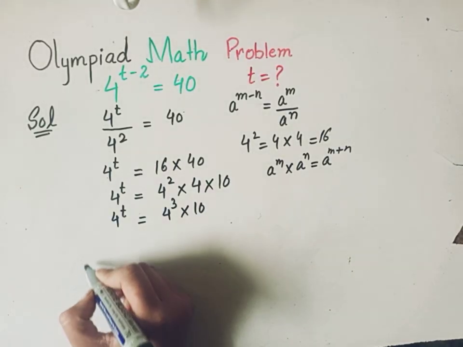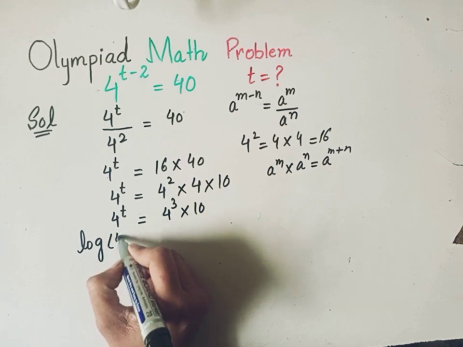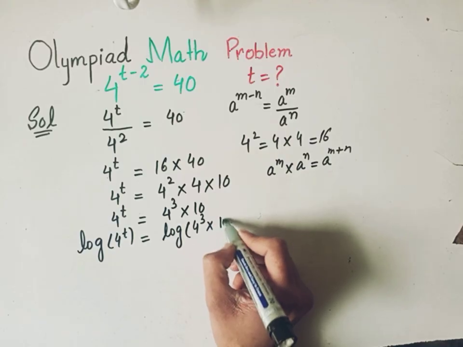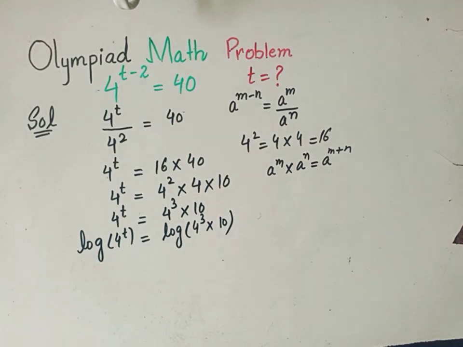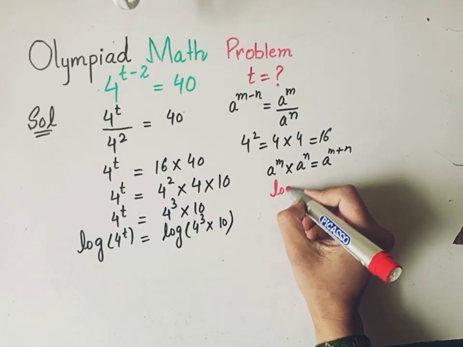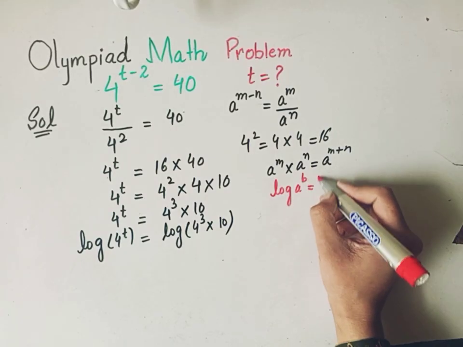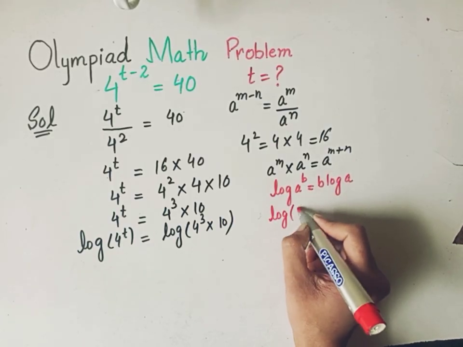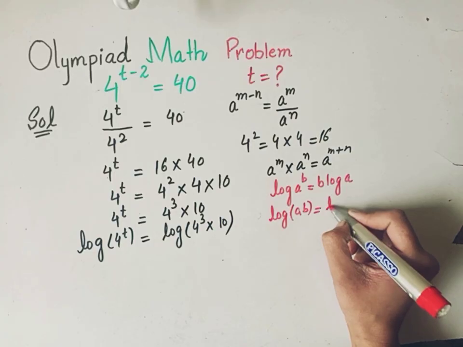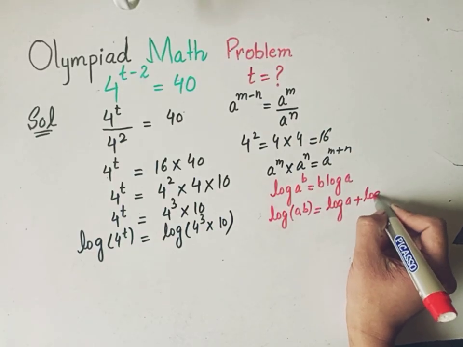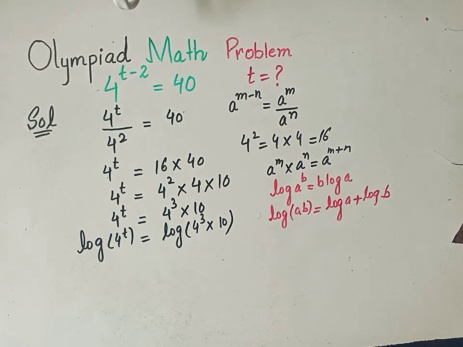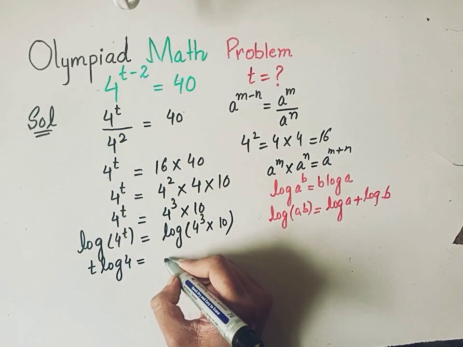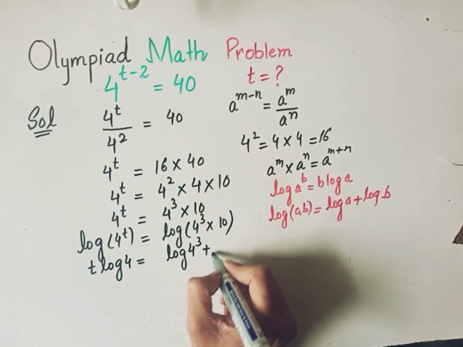After this, we will take log on both sides. So log 4 raised to power t equals log 4 raised to power 3 into 10. Here we apply the two important log rules. First one is log a raised to power b equals b log of a, power is in the start. And the other one is log ab, when both are multiplied, this will equal log a plus log b. So we will apply this rule here. So t is in the start, we write t log of 4, and this will be log 4 raised to power 3 plus log 10.